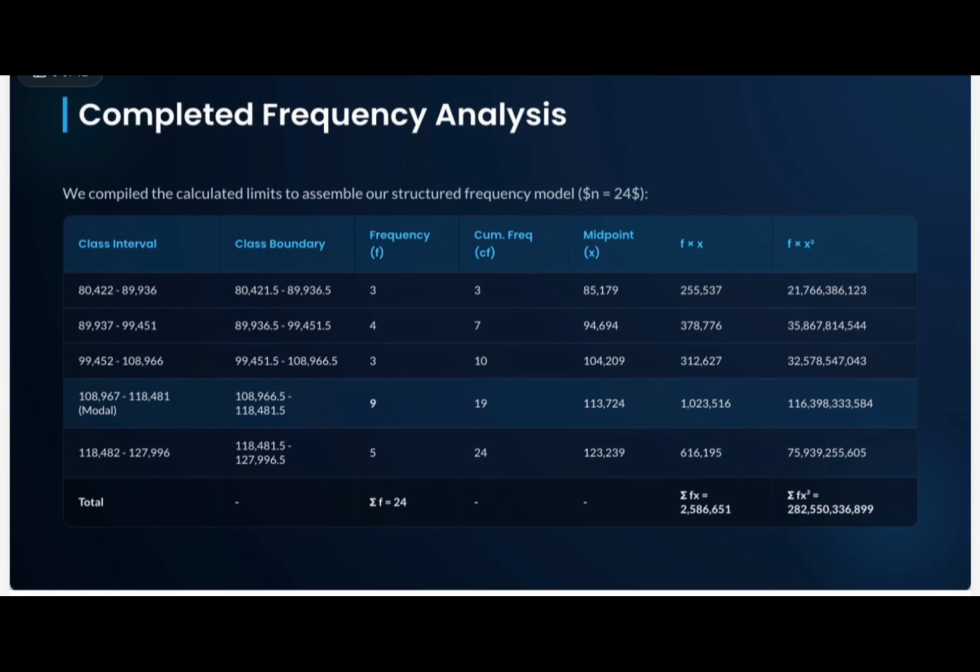We've also calculated the midpoints for each group, which allow us to determine the vital product columns needed for advanced modeling. Our total fx equals 2,586,651, and our total fx squared sum comes out to 282,550,336,899. These structured values provide the core foundation we need to calculate deeper descriptive statistics, such as the mean, variance, and standard deviation of our April fish landings.